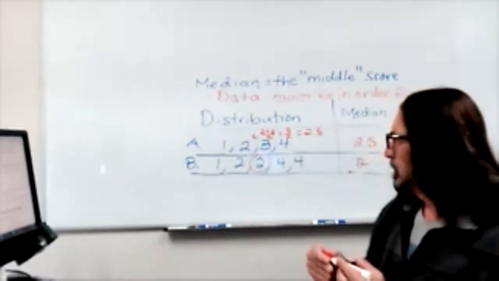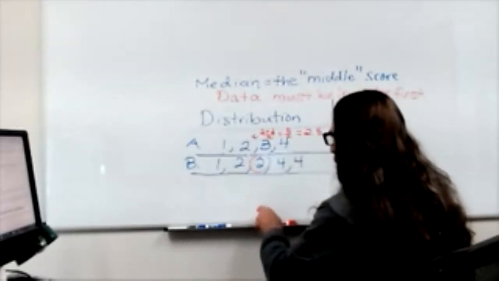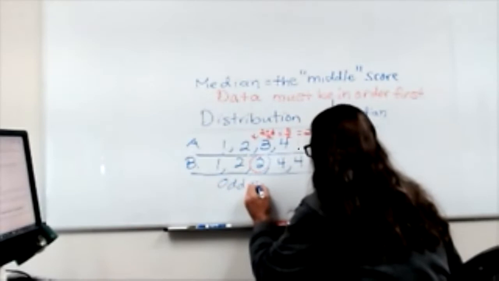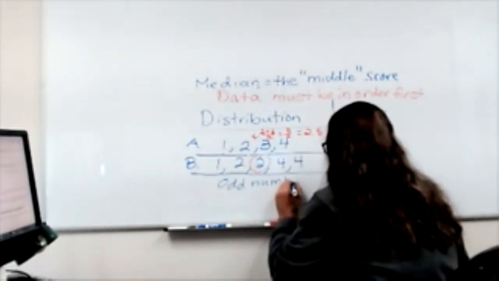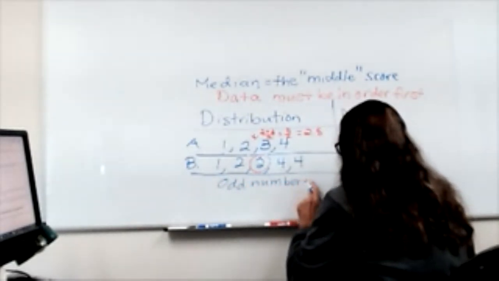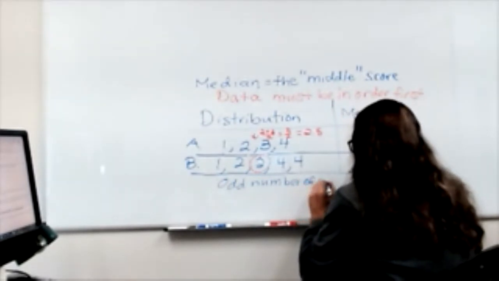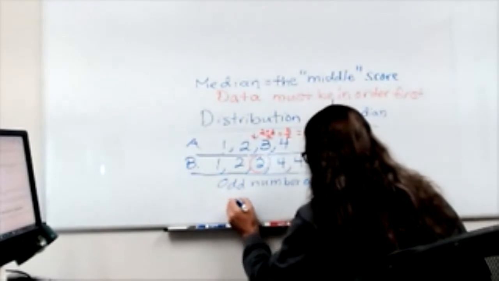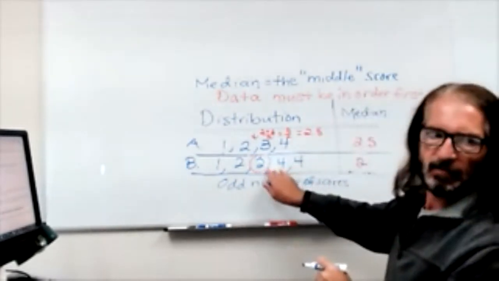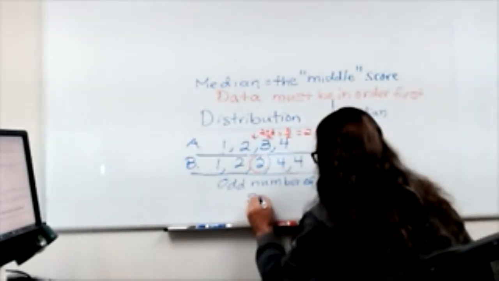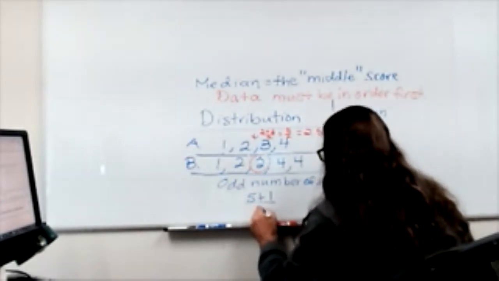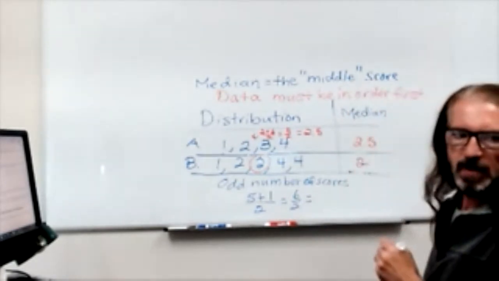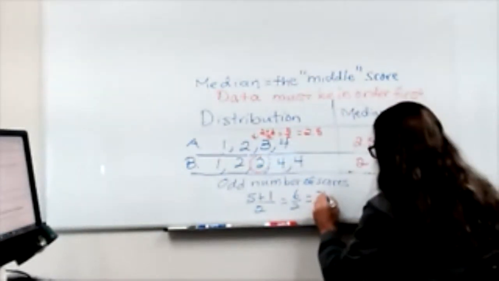Now, some textbooks will tell you that when there are an odd number of scores, to add 1 and then divide by 2. So in this case, we had 5, add 1 to that, and then divide by 2. For distribution B, it's the third score.